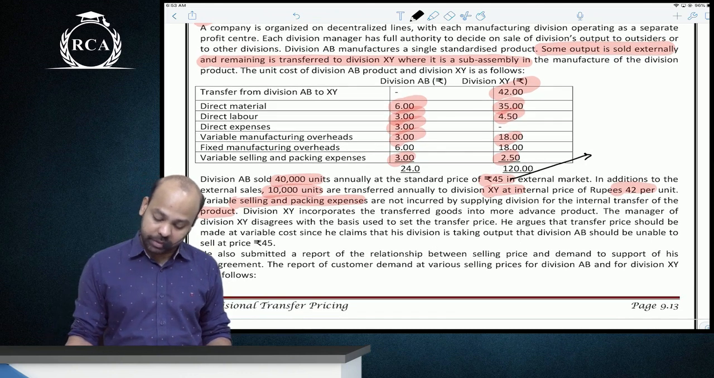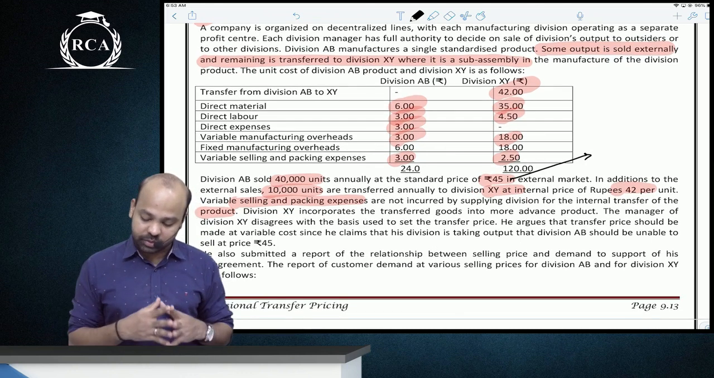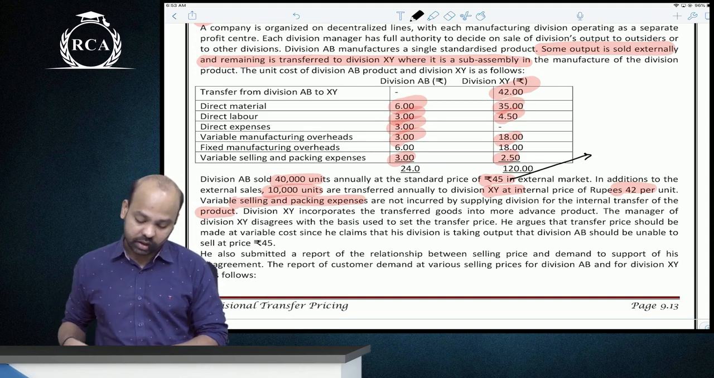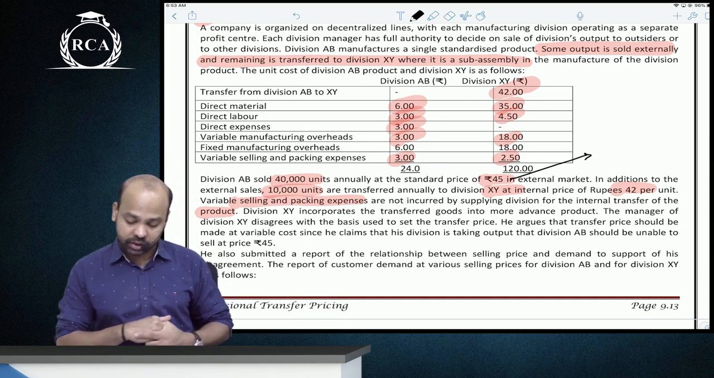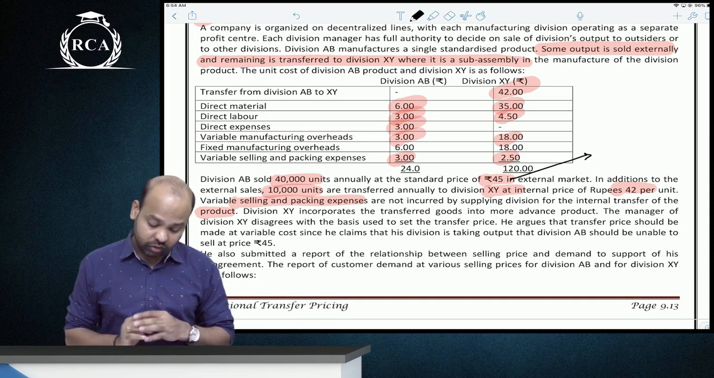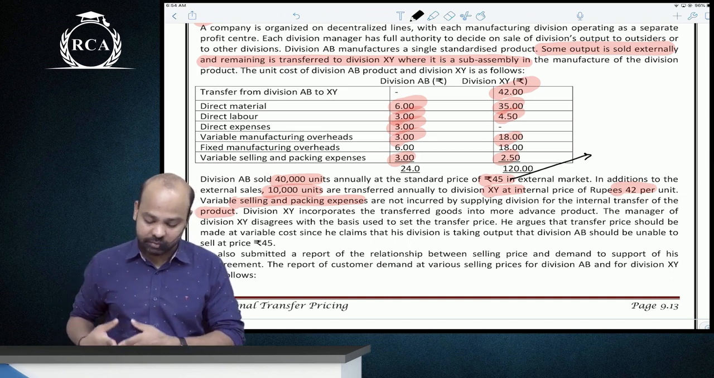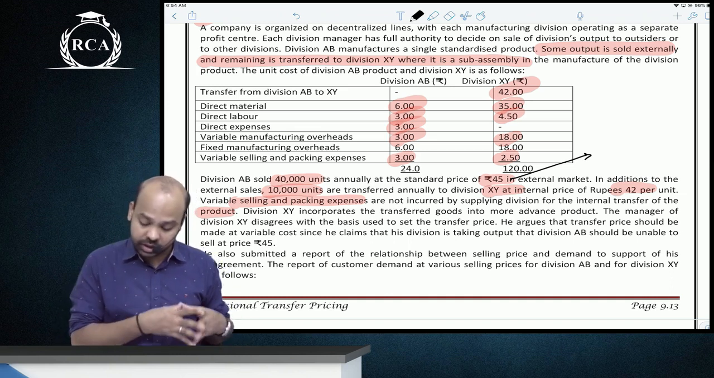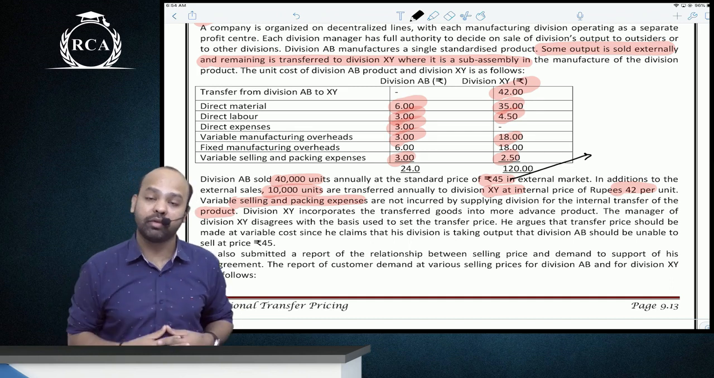Division XY incorporates the transferred goods into a more advanced product. The manager of Division XY disagrees with the basis used to set the transfer price. He argues that the transfer price should be made at variable cost, since he claims that his division is taking output that Division AB should be unable to sell at a price of 45.